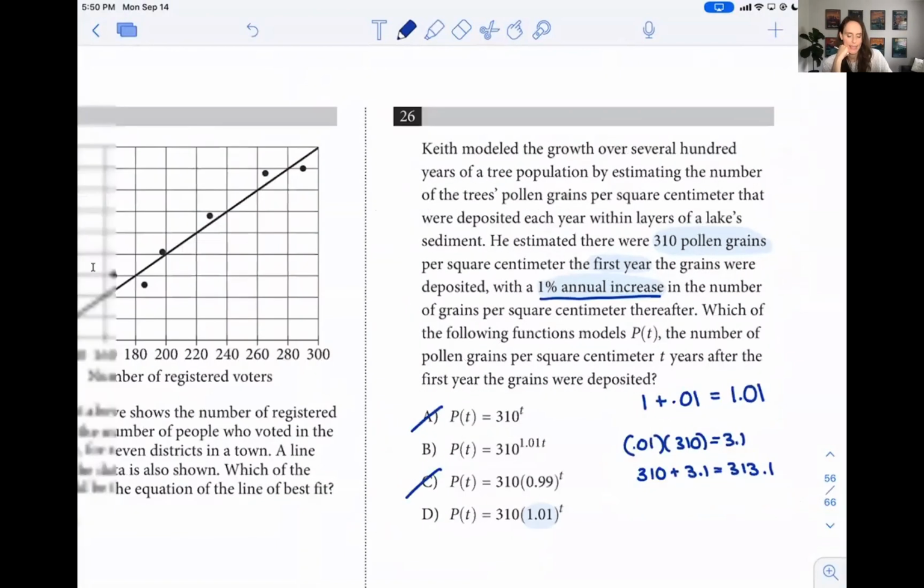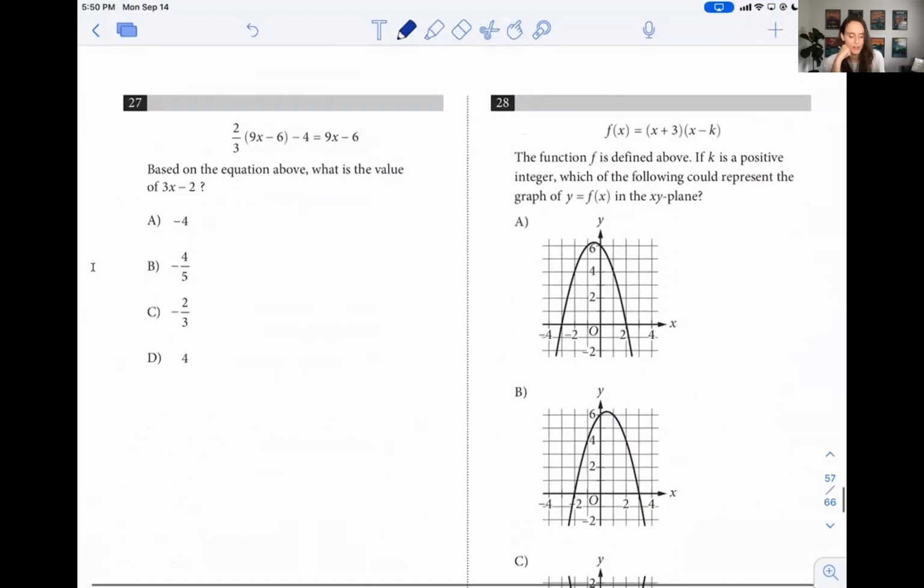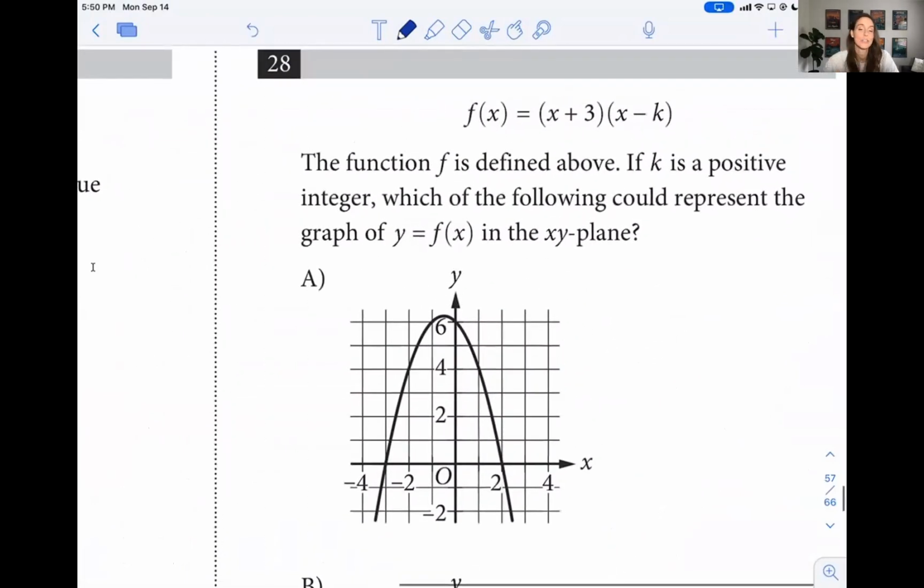Let's look at number 28. It's another kind of graphing question, but we're going to solve this without using our graphing calculator. But remember that technically you could still just graph this on the calculator because this is in the calculator section, and we could just pick a number for K. We could say K is 2, for instance. So we could graph x plus 3 times x minus 2, and then match up that graph to one of the answer choices. Or we could use our core concepts and see that our leading coefficient here is positive.